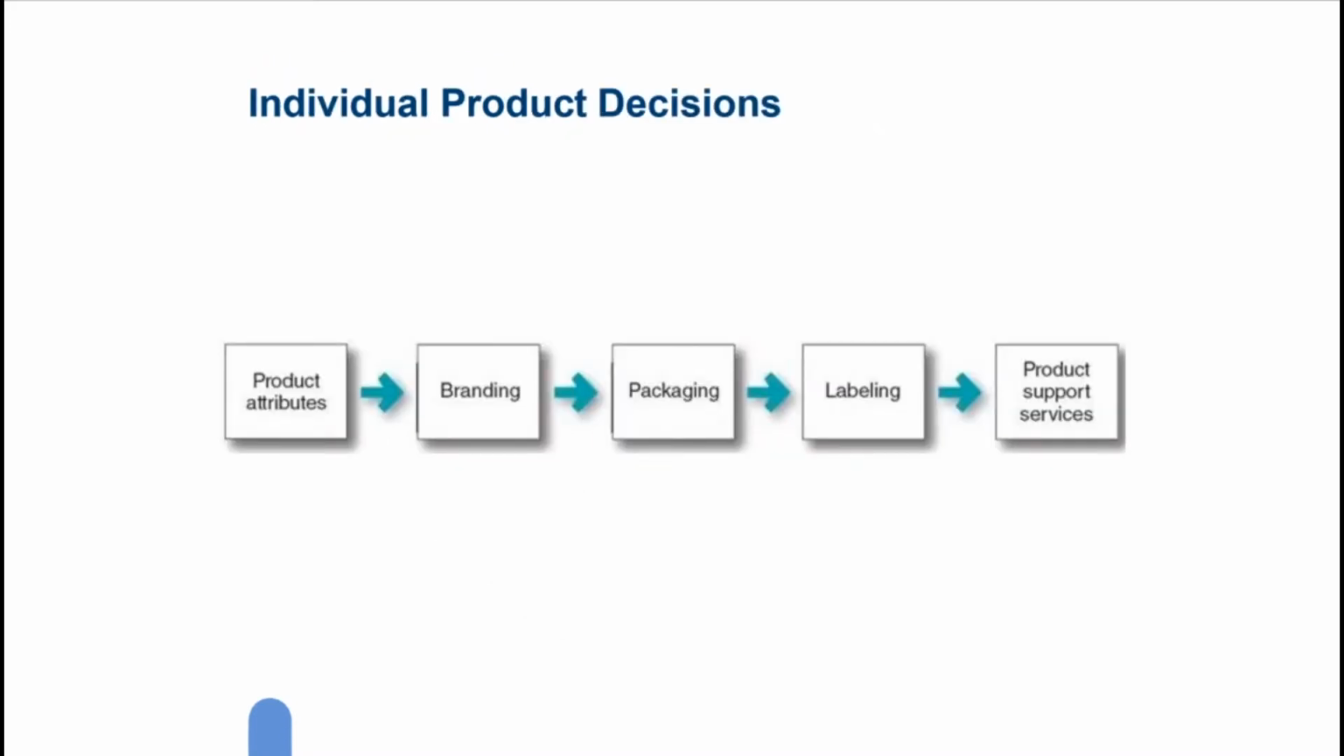So, marketers make product and service decisions at three levels as well: individual product decisions, product line decisions, and product mix decisions. We discuss each in turn. Individual product decisions will focus on decisions about product attributes, branding, packaging, labeling, and product support services.